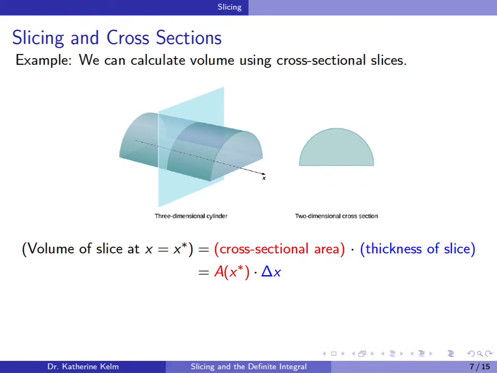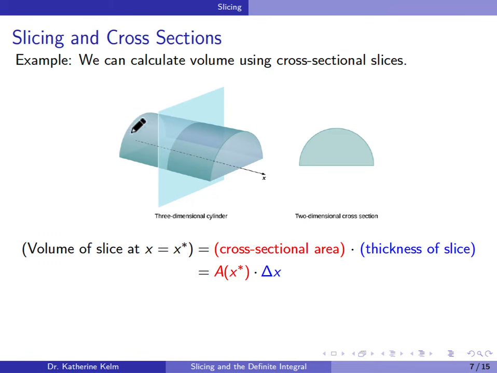So our next example is calculating the volume of a solid using cross-sectional slices. In this picture, you can see that we have a solid that's being cut by a plane. When we do this, we get a slice of the solid. And the shape that we get is called the cross section. This slice actually has a little bit of thickness to it.